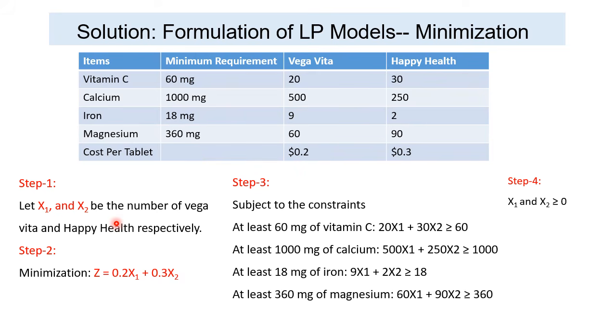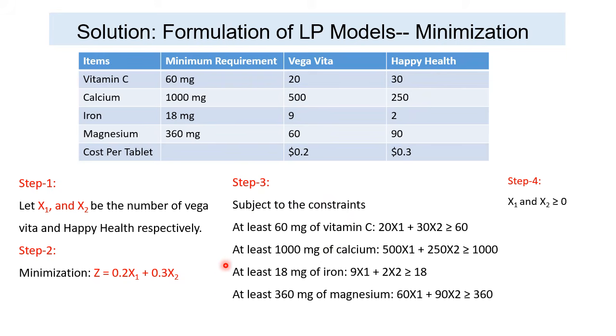By the way, even for the minimization, the steps are the same. So the first step is to define the decision variables, that is x1 and x2, the number of Vega Vita and Happy Health respectively. And step 2 is the minimization, because here it is a cost. So this is the total cost. Total cost is expressed with 0.2 times, this is the cost per unit, times x1, the number of Vega Vita, plus 0.3, the cost per unit, times x2, the number of Happy Health tablets. So this is the total cost, that is minimization. And step 3 is the constraints.